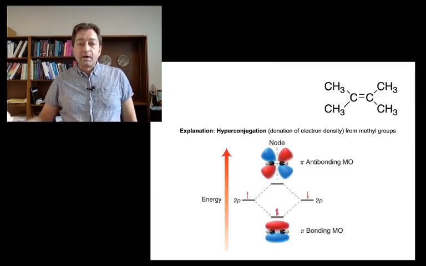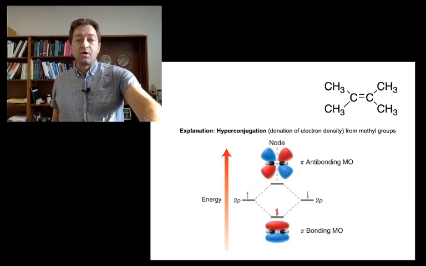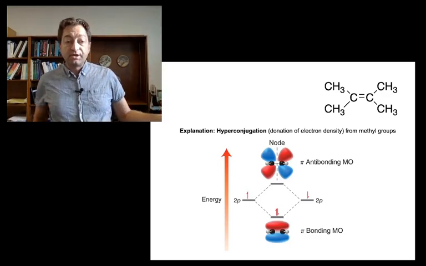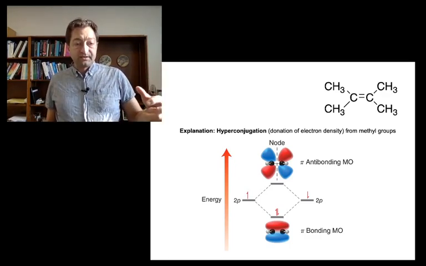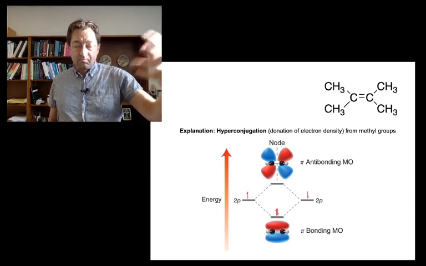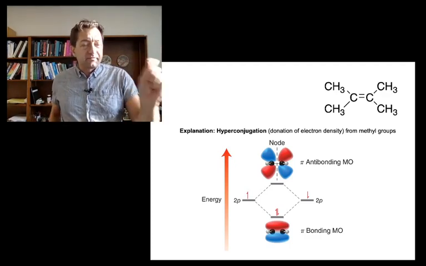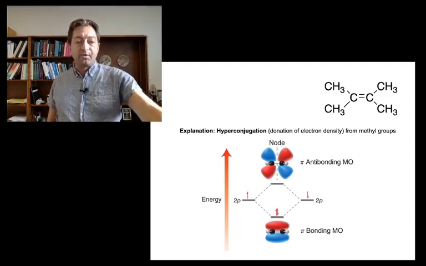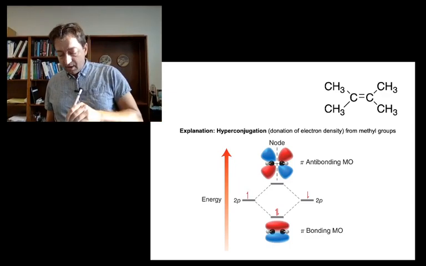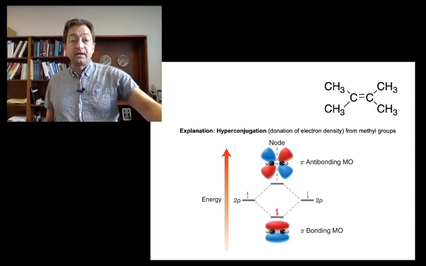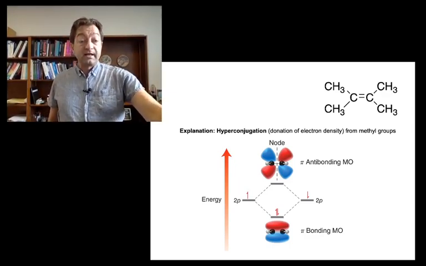Okay, so what's our explanation for this? Our explanation is something that we call hyperconjugation, which is the donation of electron density from the methyl groups into the molecular orbital itself, and specifically the molecular orbital of that pi bond. And so again, there's that representation of that pi bond. We'll see if I can draw something out to give you, at least in a cartoon, a bit of an idea of what might be happening here.